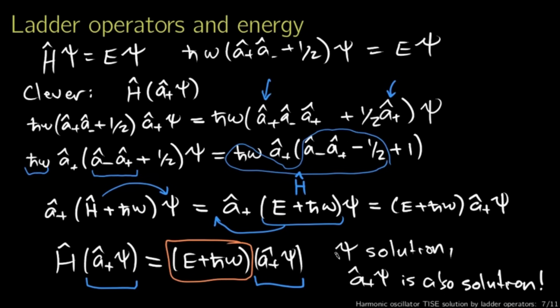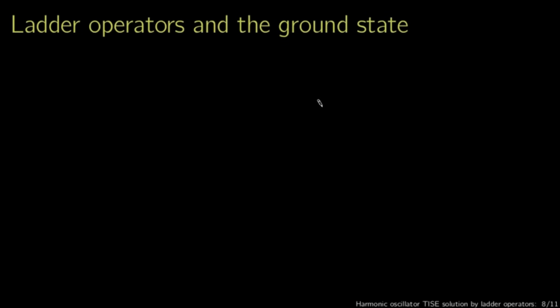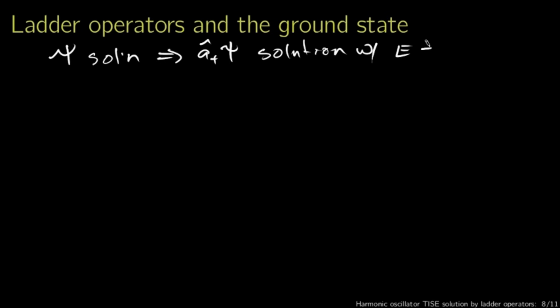We haven't actually solved the system yet. There's a little bit of cleverness left, and this has to do with ladder operators and the ground state. What we showed on the last slide was that if psi was a solution, then A plus hat psi was a solution with energy E plus h bar omega. It turns out A minus hat psi, you can follow through the same algebra, is also a solution, but it has energy E minus h bar omega.